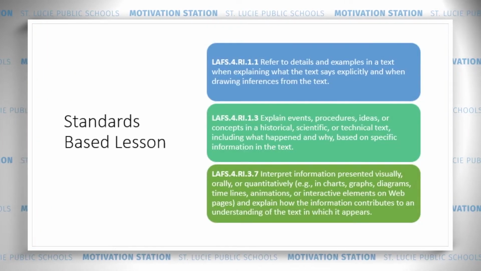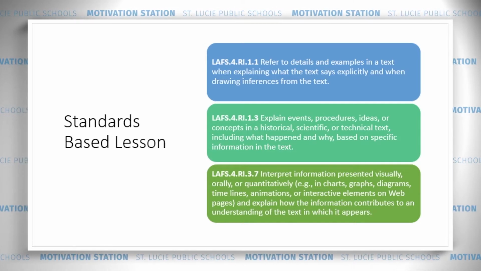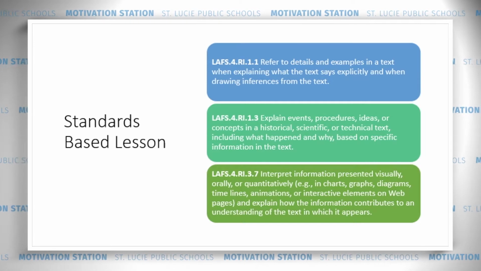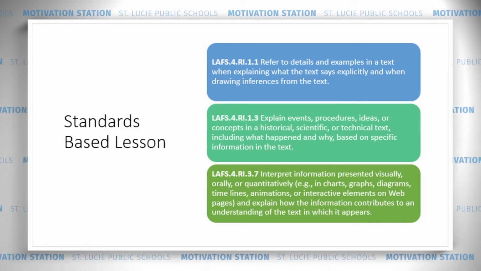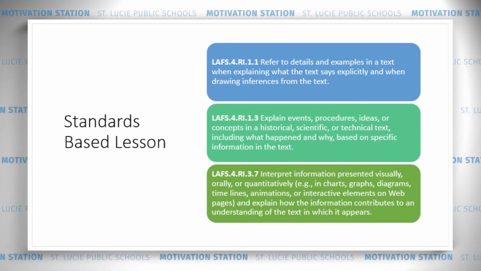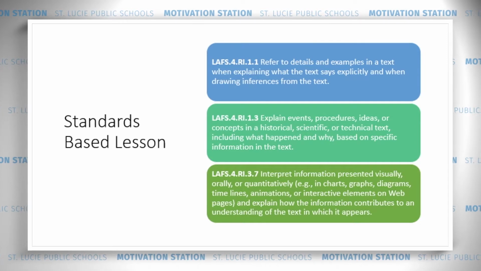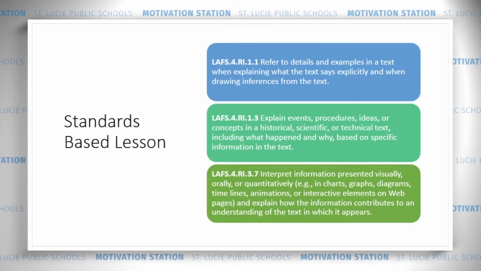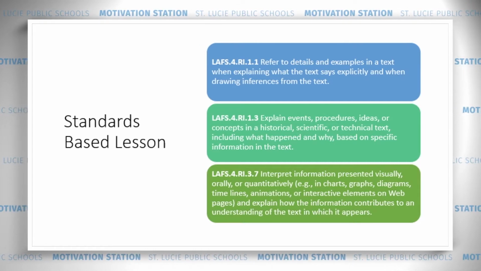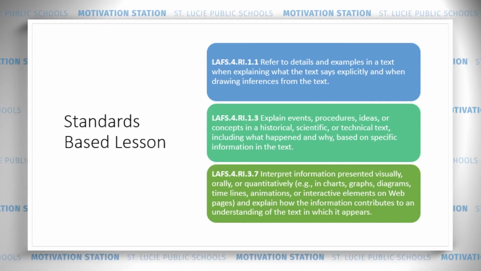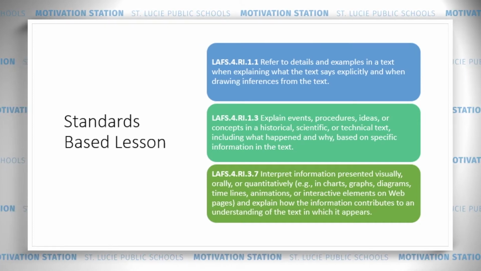Okay, let's go. The standards that we are going to be using today are RI 1.1, refer to details and examples in a text explicitly and when drawing inferences. RI 1.3, explain events, procedures, ideas, or concepts in a scientific text based on specific information in the text. And RI 3.7, which is interpret information presented visually, like charts, graphs, diagrams, timelines, animations, and interactive elements on web pages, and explain how the information contributes to the understanding of the text.